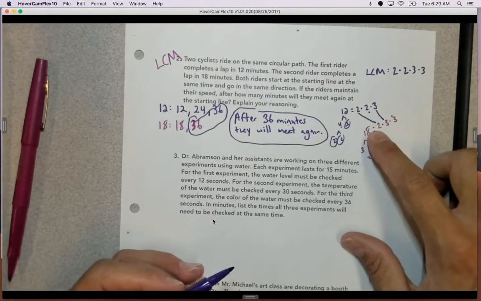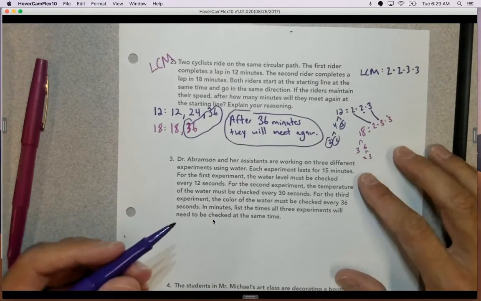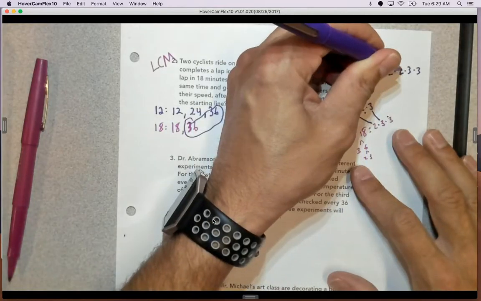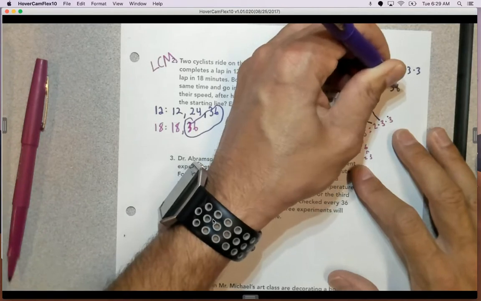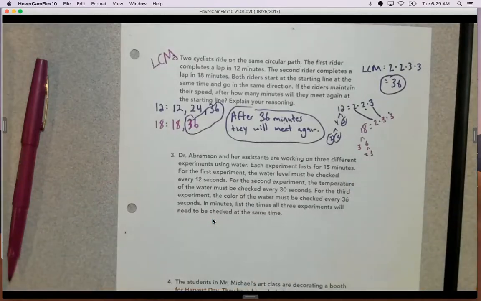Okay? And so 2 times 2 is 4. 4 times 3 is 12. 12 times 3 is 36. Okay? LCM has to have all of each of the numbers in there.